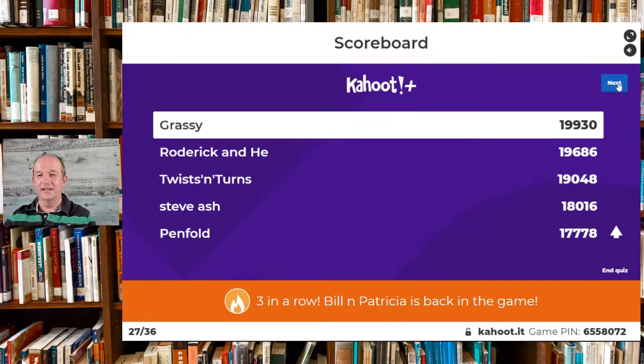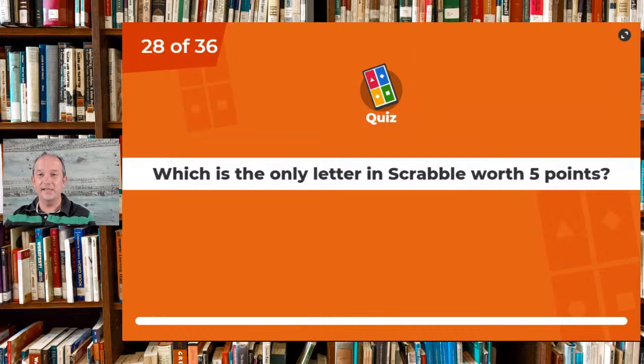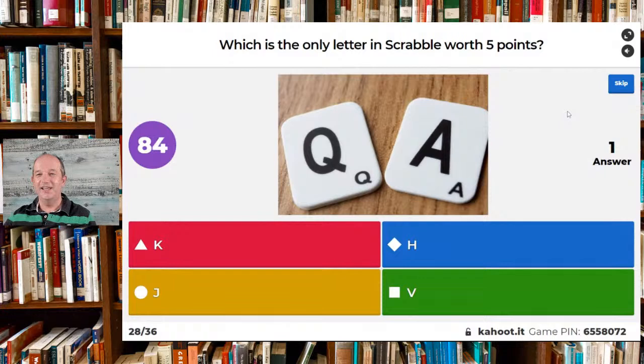So Scrabble next. Which is the only letter in Scrabble worth 5 points? Is it K, H, J, or V? Scrabble, which letter is worth 5 points? K, H, J, or V?